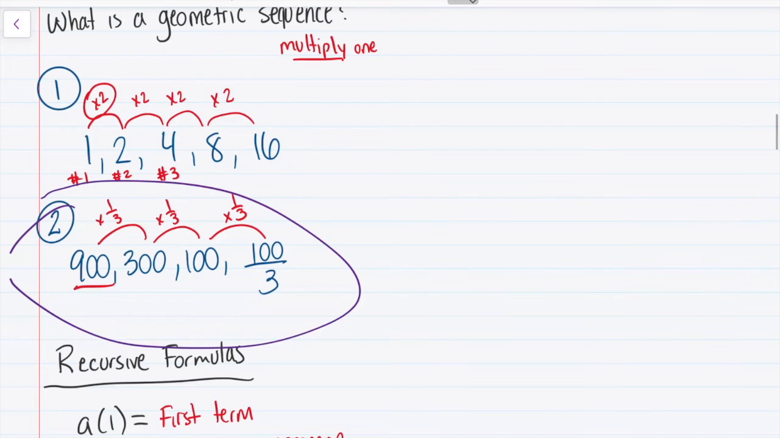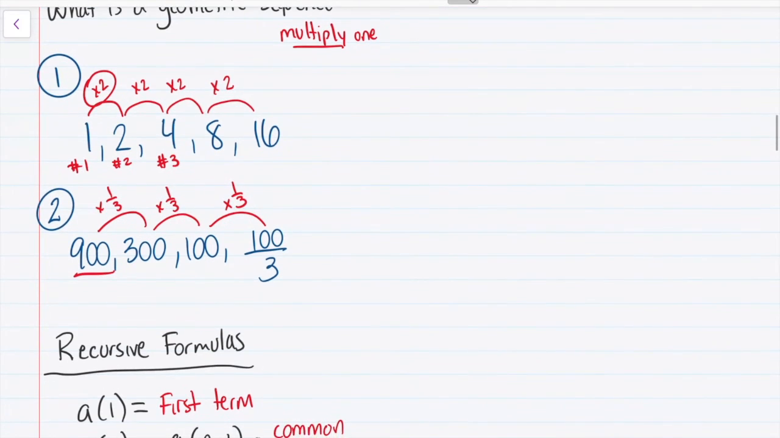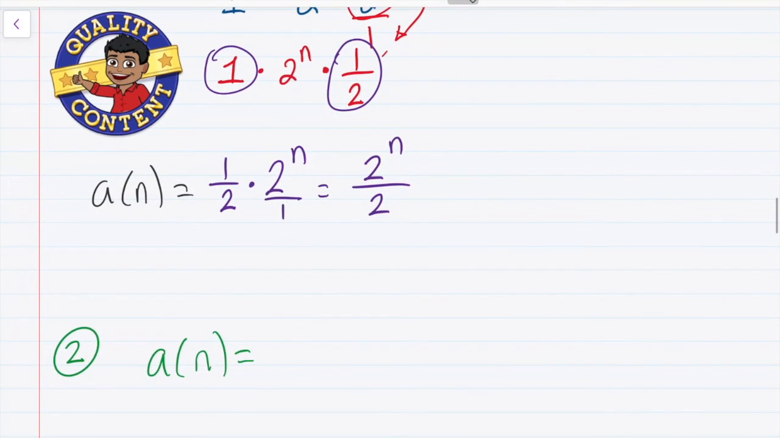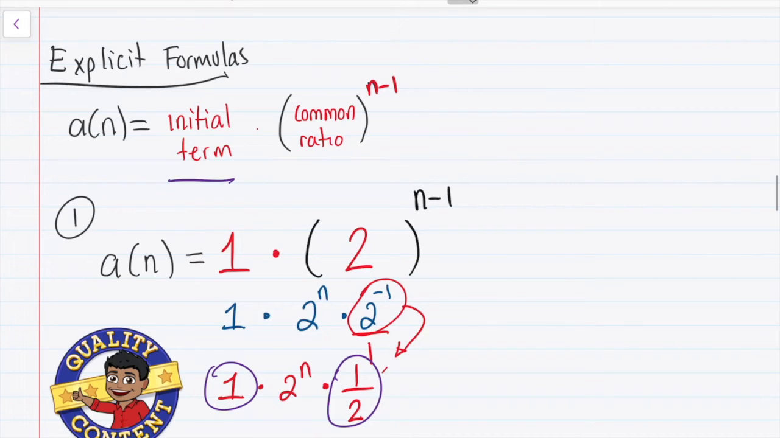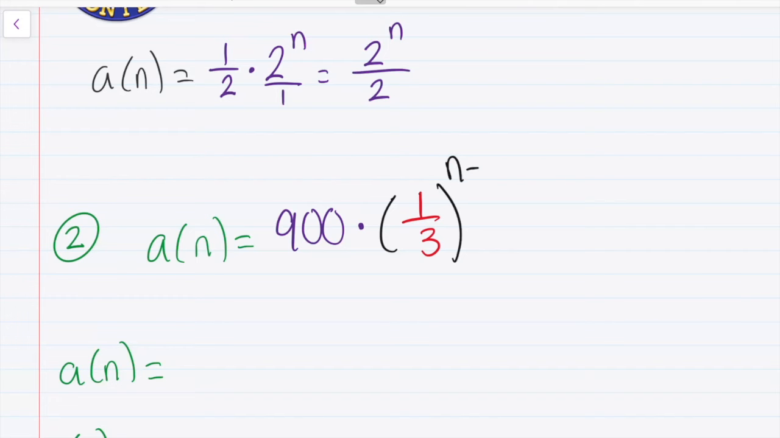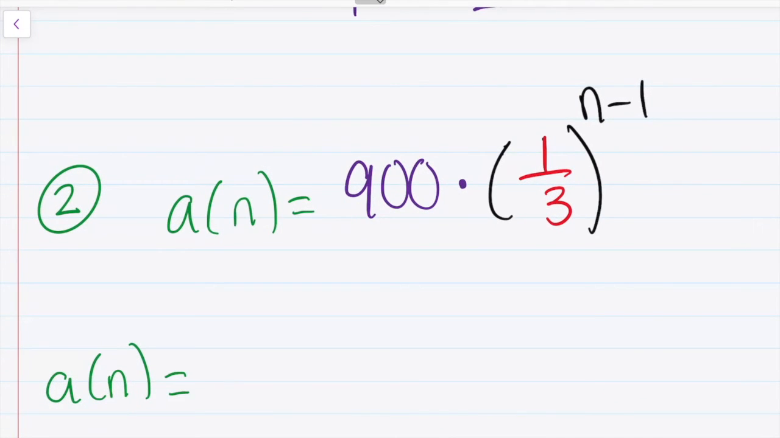My first term was 900. My common ratio was 1/3. So let's apply the rule: initial term, parentheses, common ratio to the power of n minus 1. So that was 900 times, the common ratio was 1/3, to the power of n minus 1. Now this problem is a little more tricky because you have a fraction. But again, I'm going to take you through the steps.